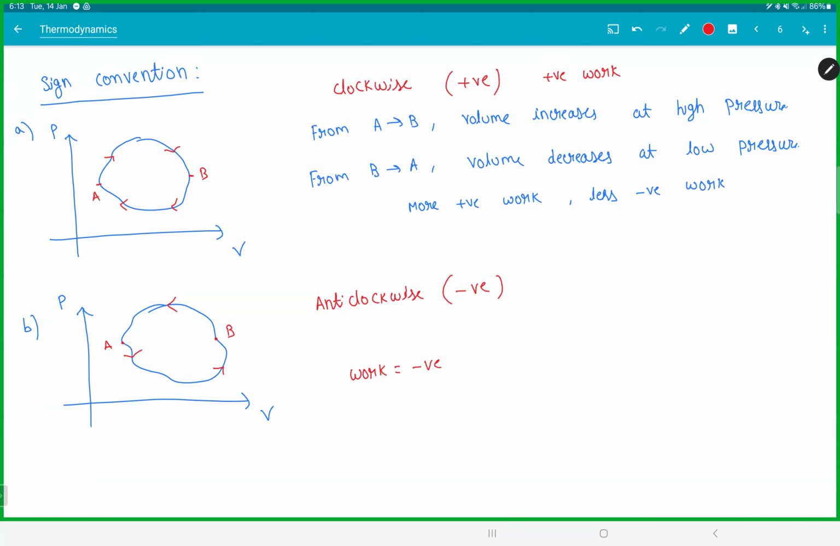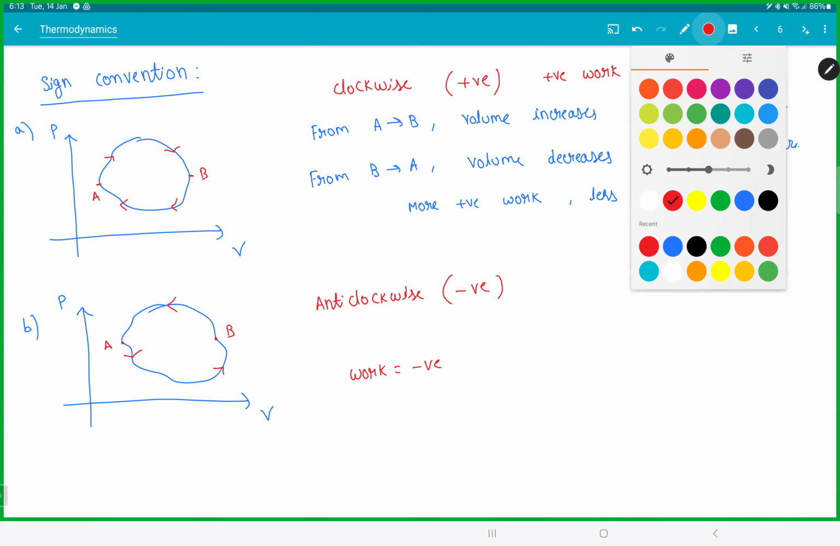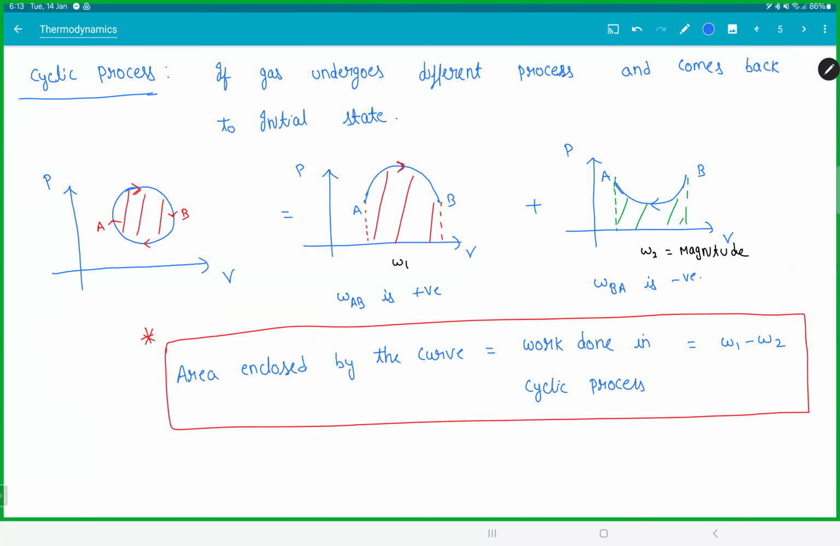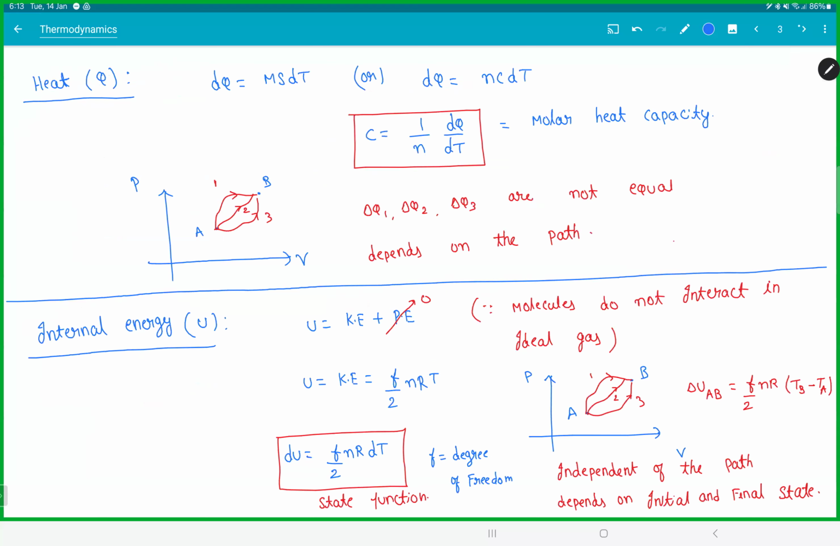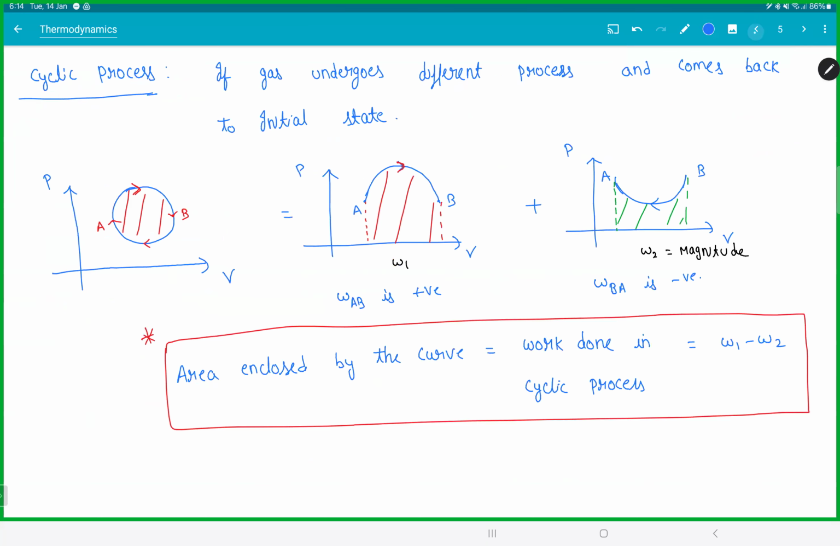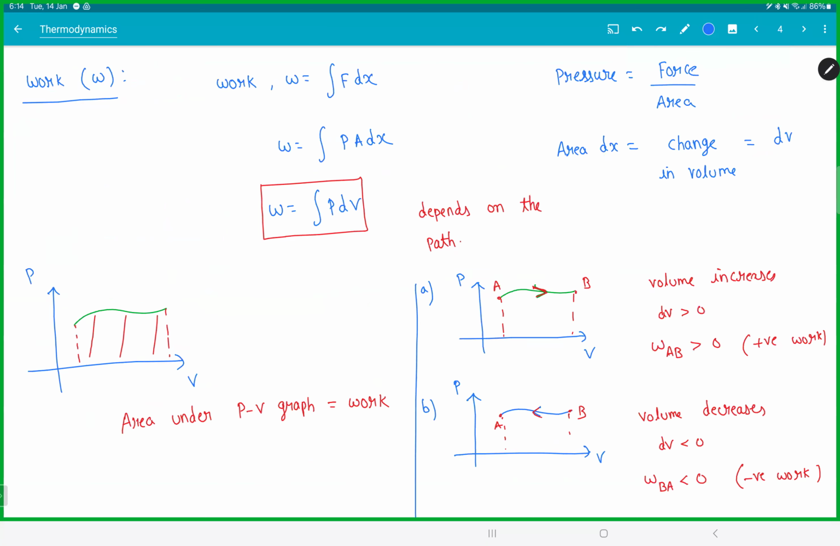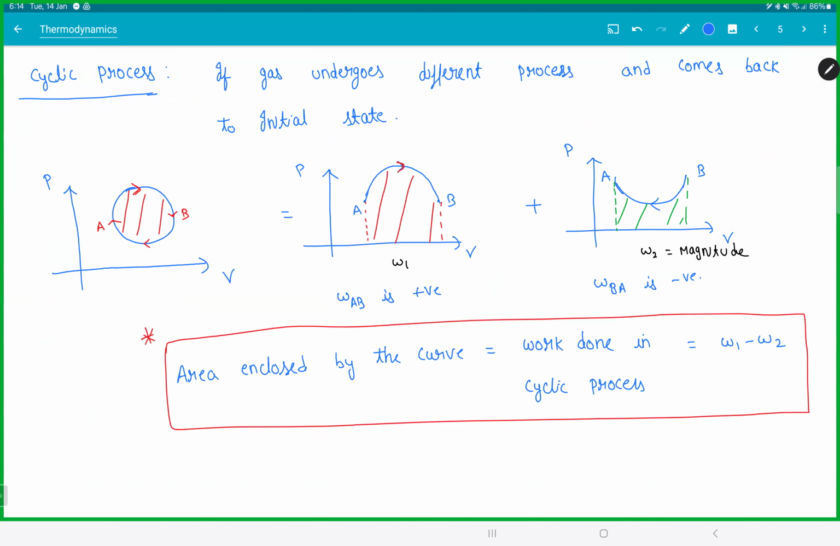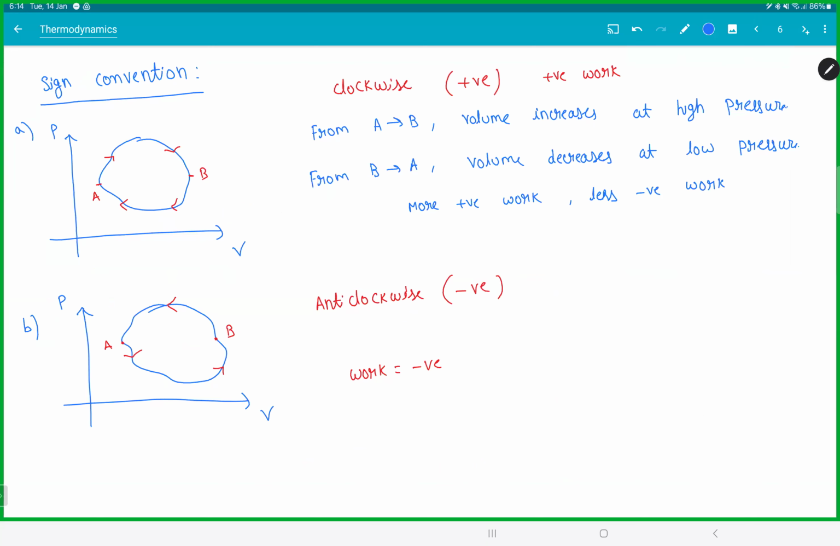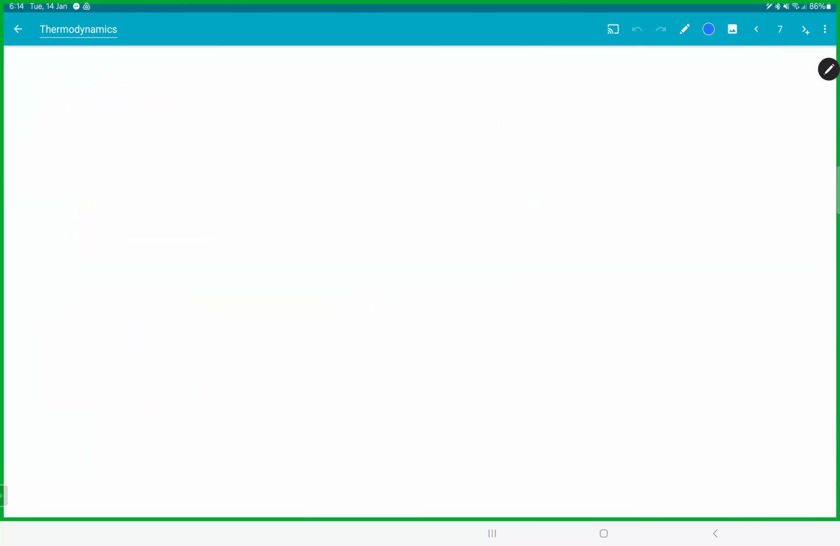Let's see some questions. Till now, whatever I did, the first was dQ, which is msdT. This thing is straightforward: f by 2 nRT, where f is the degrees of freedom. I will brief that again. The work done is a major thing. Work done is integral PdV. If you have a process like a curve from A to B, it is the area under the graph: going left to right is positive, right to left is negative. But if it is a cyclic process, then the work done is the area enclosed, and clockwise is positive work done and anti-clockwise is negative. Clear? Let's see a question.